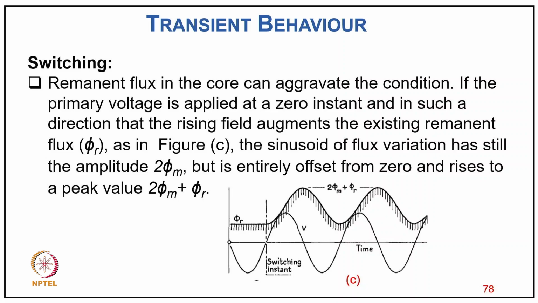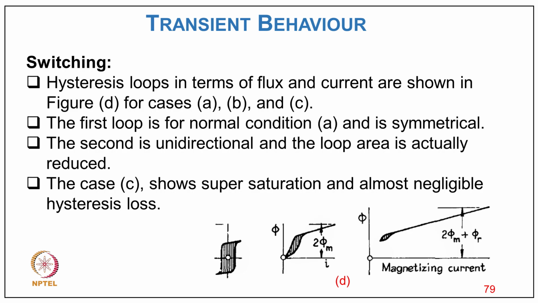This doubling effect can be more severe if there is already some remnant flux in the core, as it goes further. So it may go to 2 phi m plus phi r also. So remnant flux in the core can aggravate this condition, if the primary voltage is applied at the 0 instant and in such a direction that the rising of the flux augments the existing remnant flux phi r, as shown in the figure here. The sinusoidal flux variation still has the magnitude of 2 phi m, but is entirely offset from the 0 and rises to a peak value of 2 phi m plus phi r. So this further increase in flux will cause a further large inrush current during this period.